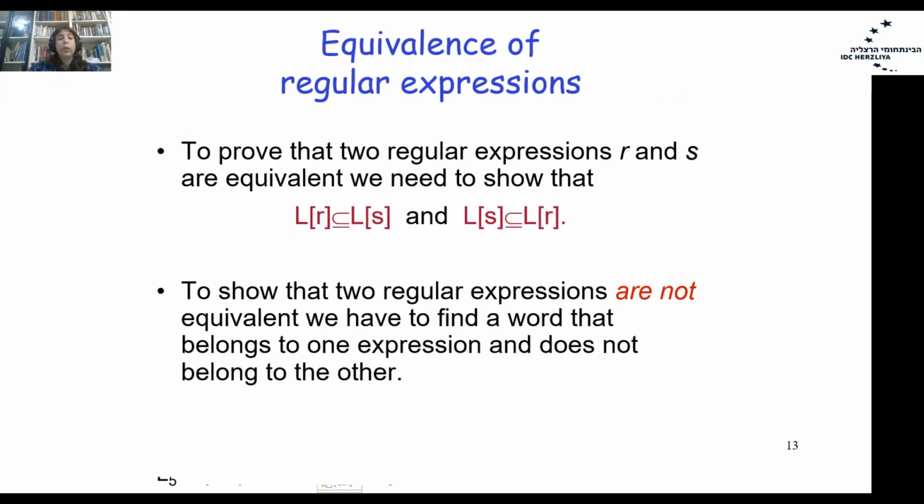Equivalence of regular expressions. To prove that two regular expressions R and S are equivalent, you need to show that the language of R is a subset of the language of S and the language of S is a subset of the language of R. To show that two regular expressions are not equivalent is much easier. You just have to find one word that will be accepted by one regular expression and rejected by the other one. This way you prove that two regular expressions are not equivalent.